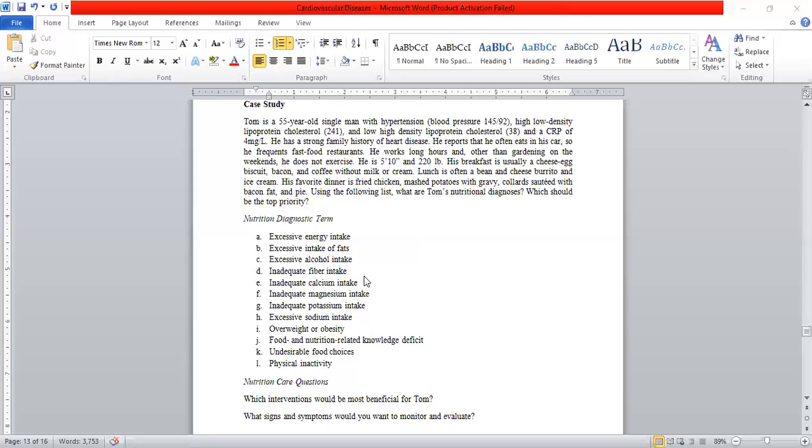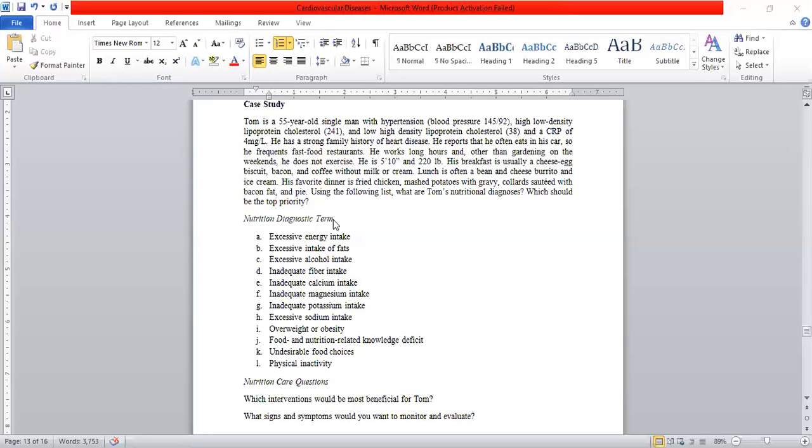Here we have the nutrition diagnosis. Remember, the nutrition diagnosis is supposed to be a PES statement, but here we only have the P part, the problem. This is not a complete one, but it is helping you to understand the case study. One is that Tom is having excessive energy intake. From the assessment, you can tell from the amount of fat that he's consuming, from the amount of food that he's consuming.